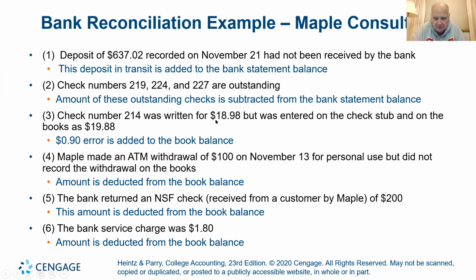Now here's a check written for $18.98, but when we entered it into our computer somehow, we put it in as $19.88. So the check was $18.98. Whoever cashed it got $18.98 from the bank, but we accidentally wrote it up in our ledger somehow as $19.88. So we found 90 cents more than we thought we had. The boss went to the ATM, and again, she didn't tell us she took the $100 out. Very annoying to find that out at month end, huh? So that'll be a reconciling item.